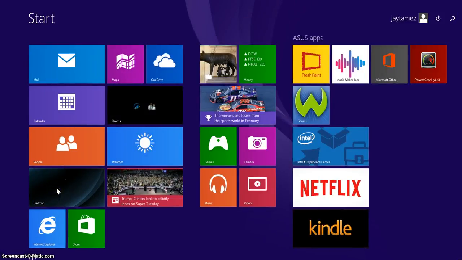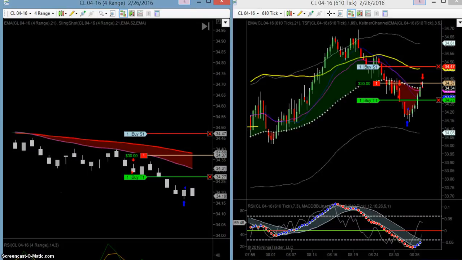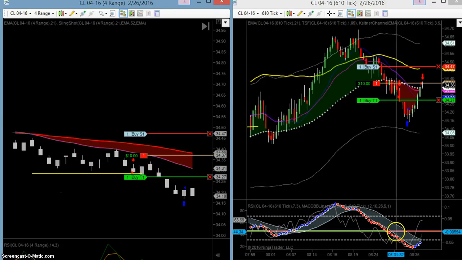Of course, that's not what I wanted. Yeah, we broke this area, and we were in negative territory at that point. Right now, we're actually in a trade.